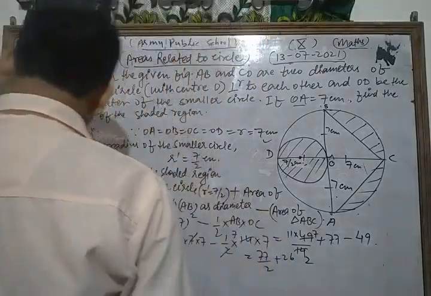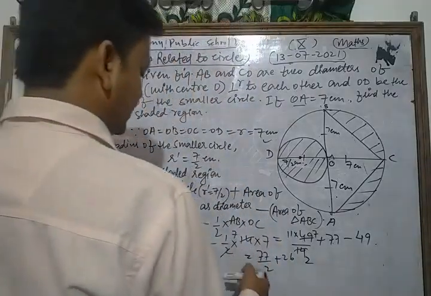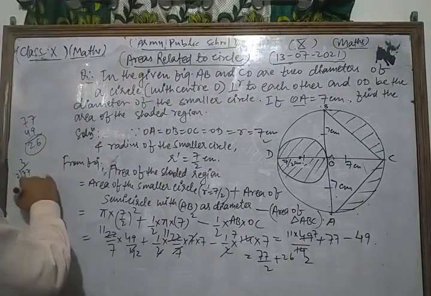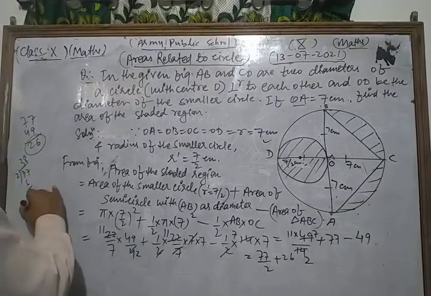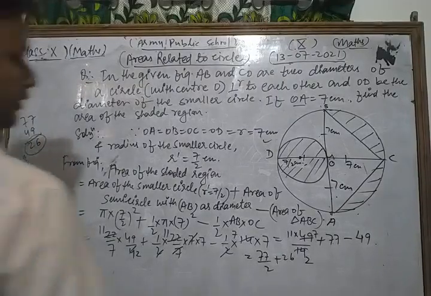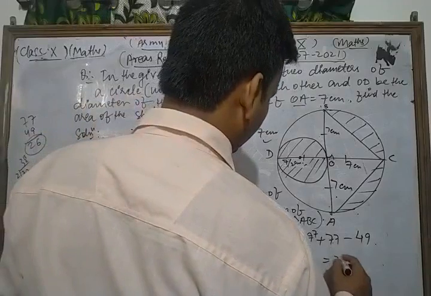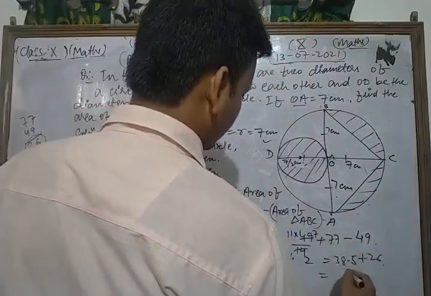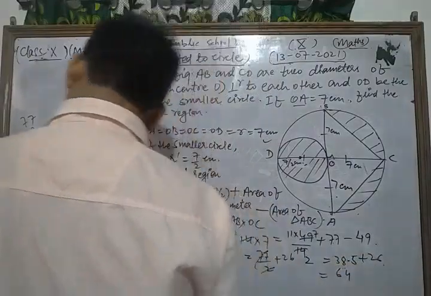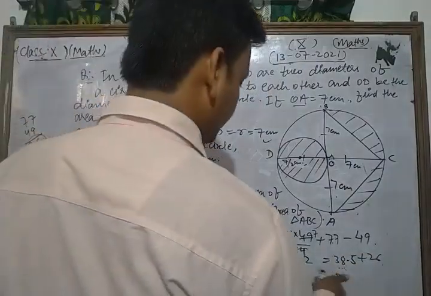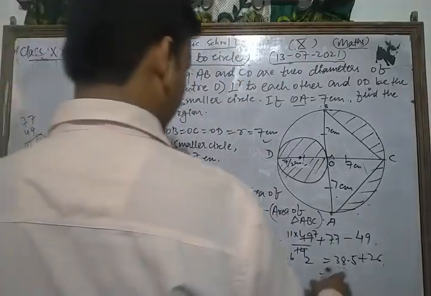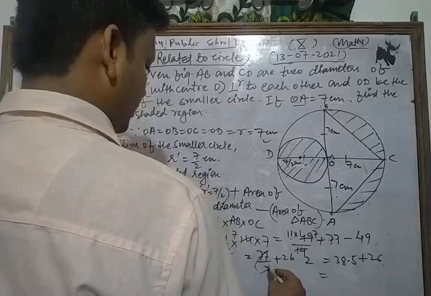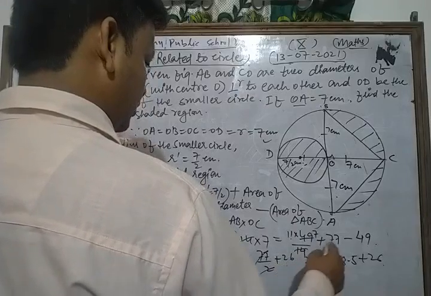So let's see, 77 upon 2 we just divided them, so it is 38.5. So dear student, 38.5 plus 26, 64 point something. So 38 point something is there now. So look, 77, 11 7s are 77, plus here 26 is there.